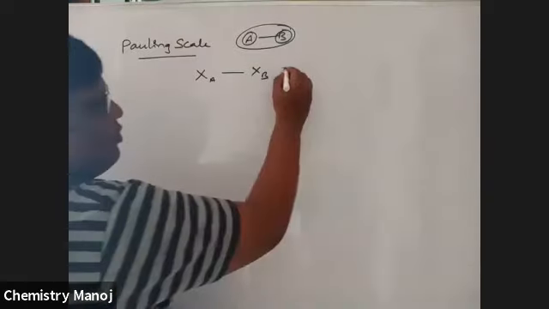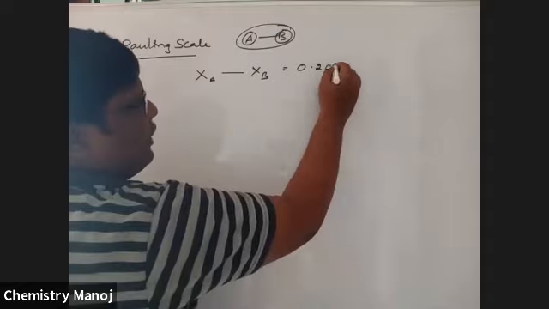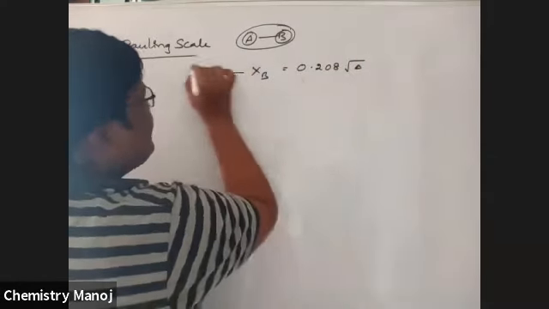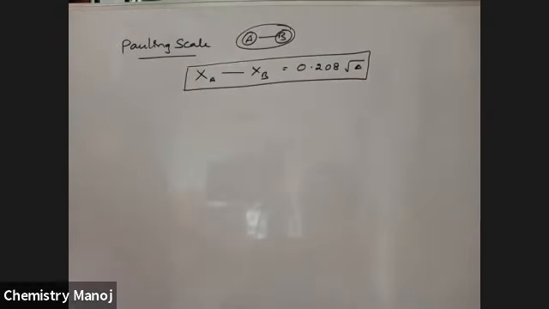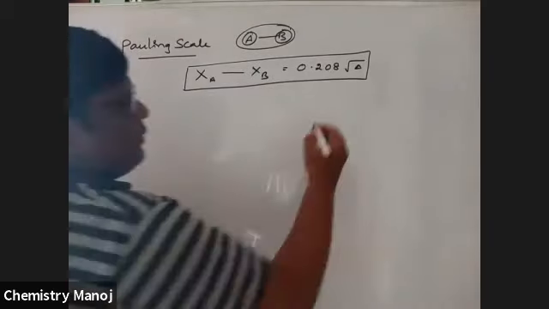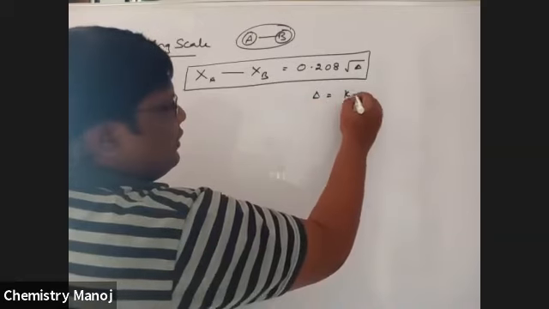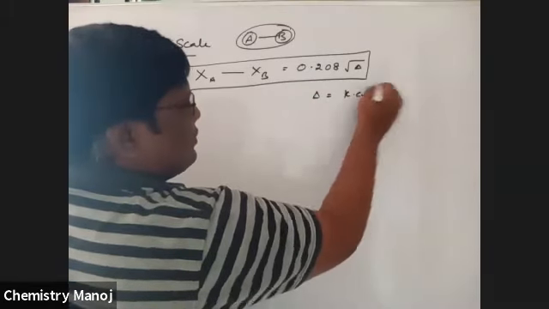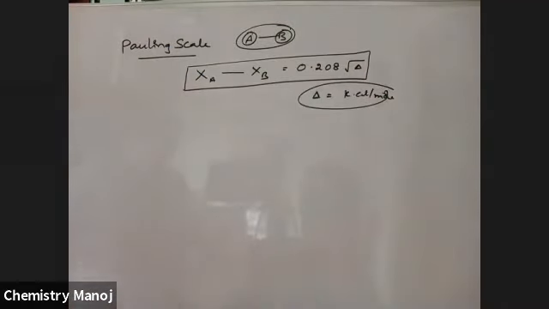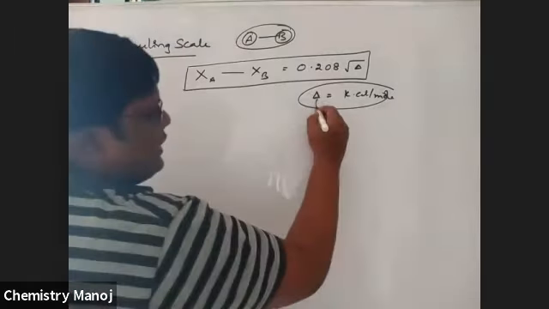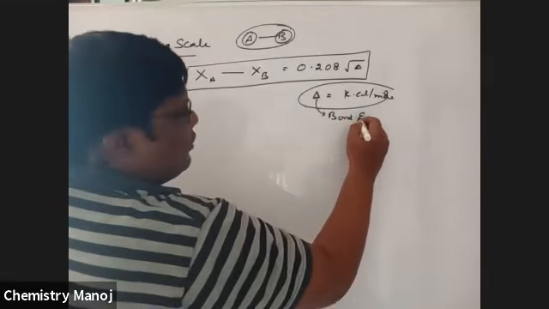This value is equal to 0.208 times root delta. It is the formula used to calculate the electronegativity of elements. So XA minus XB is equal to 0.208 root delta. Here, the delta value is in kilocalories per mole, so these are energy units. I am going to expand this delta. Delta is expressed in kilocalories, and it is applicable to bond enthalpy.